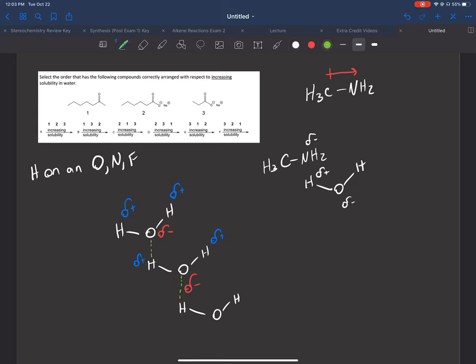Right? And so that can happen. So that's what a hydrogen bond looks like. Now, when we talk about hydrogen bonds, we have to think of two categories. So we have hydrogen bond donors, and we have hydrogen bond acceptors.